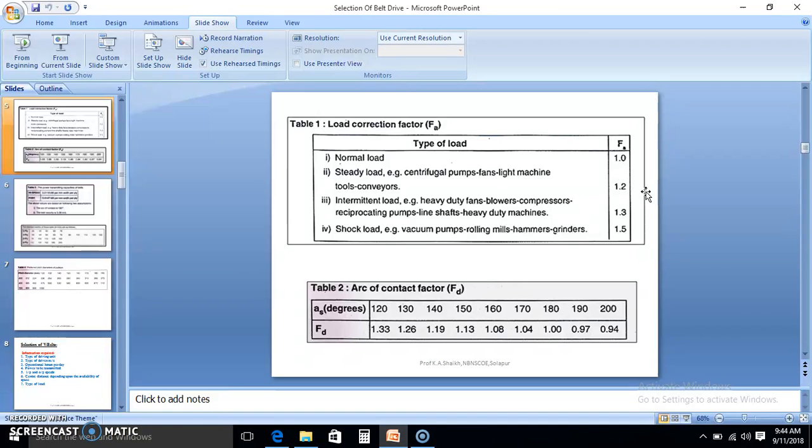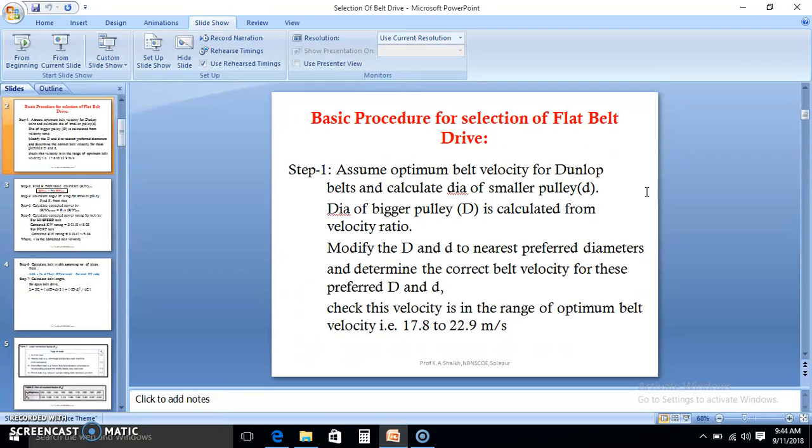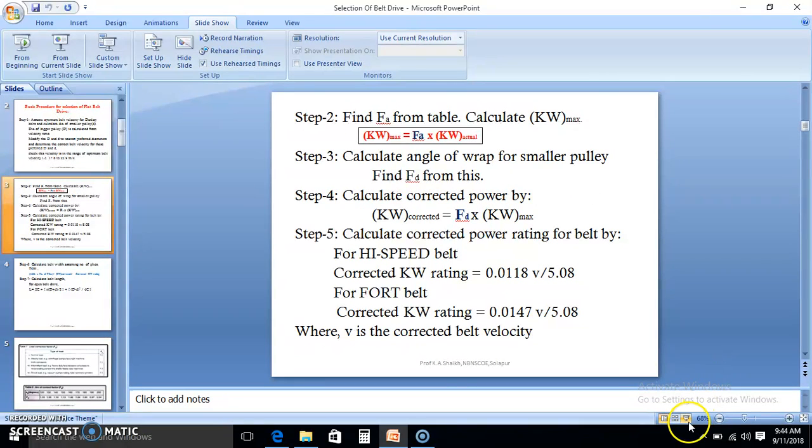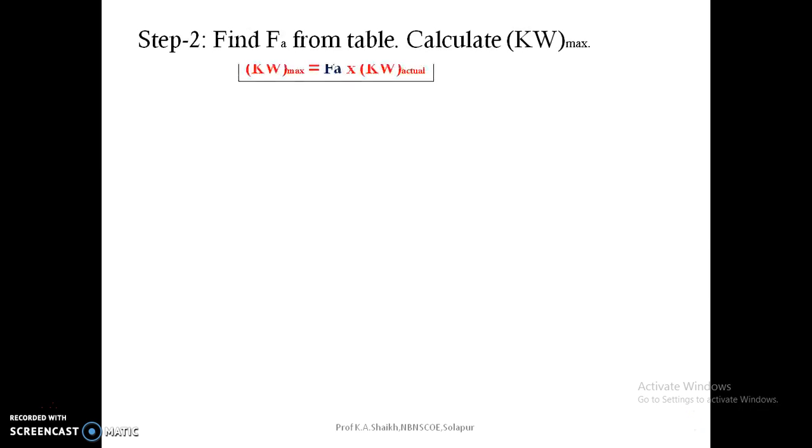After selecting FA as 1.3, now you have to find out the maximum power going to be transmitted with the help of this formula. You multiply FA with the actual kilowatt given in the problem. For us, the actual power is 25 kilowatt. So you multiply 25 kilowatt with the selected FA of 1.3. So the maximum power will be 32.5 kilowatt for the given problem. This is step number 2: you have to find out the maximum power, that is, kilowatt maximum. Power is denoted by kilowatt.